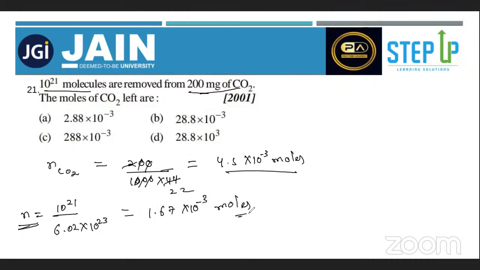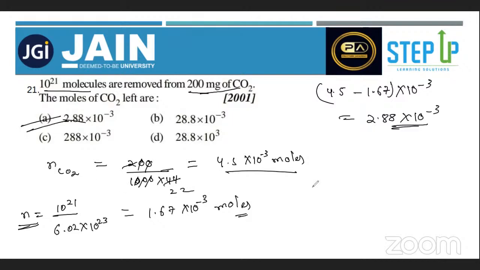So now how much is left, if they're asking? We can do 4.5 minus 1.67, into 10 raised to minus 3. So this will come to something around 2.88 into 10 raised to minus 3. So this is what will be your answer.